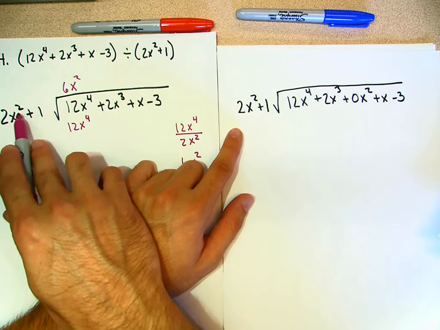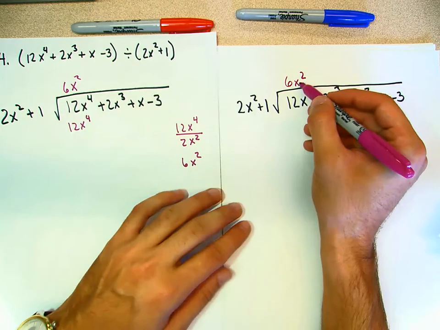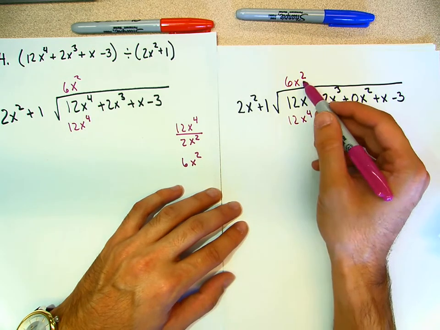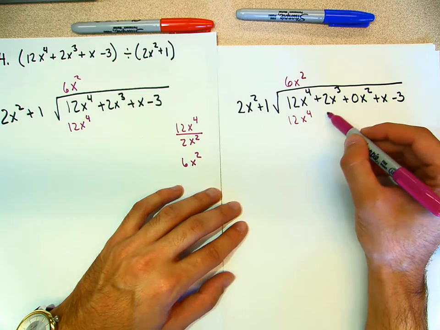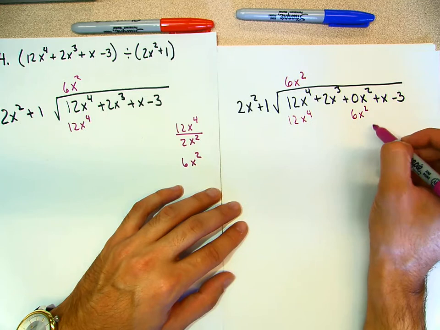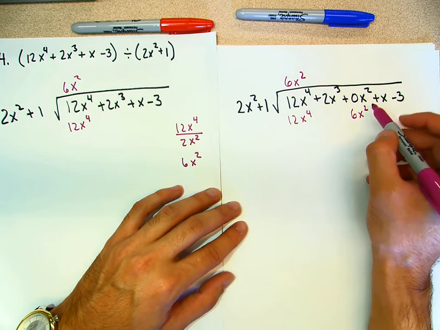How many times does 2x squared go into 12x to the fourth? It goes in 6x squared times. 6x squared times 2x squared is 12x to the fourth. 6x squared times 1 is 6x squared. We don't write it under here. Now we just write it under here. Okay, and you see how we put that 0x squared so it lines up.